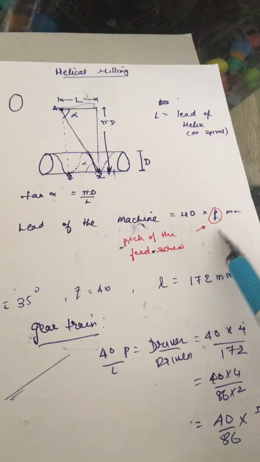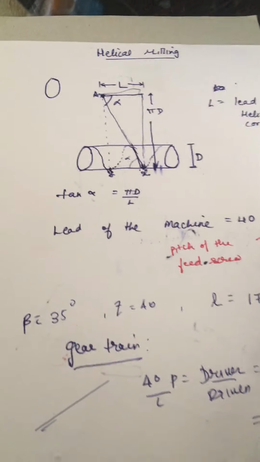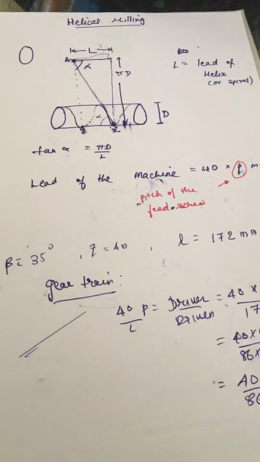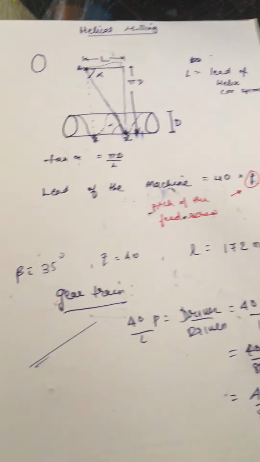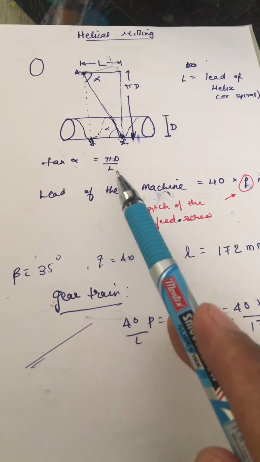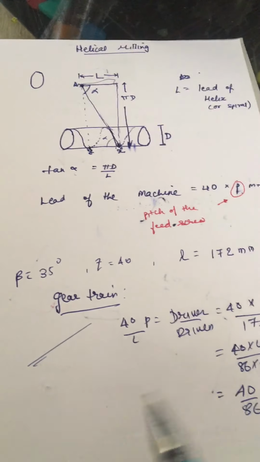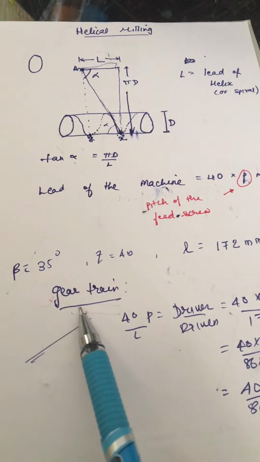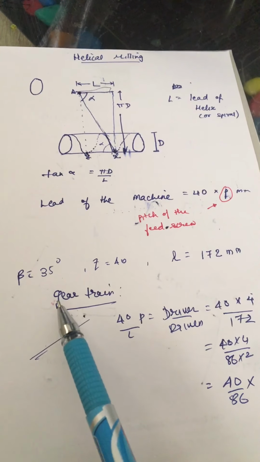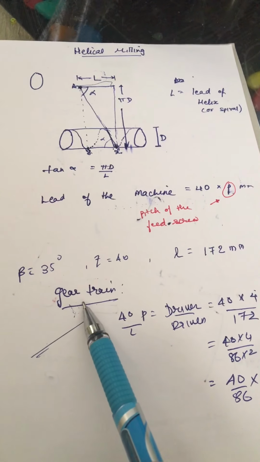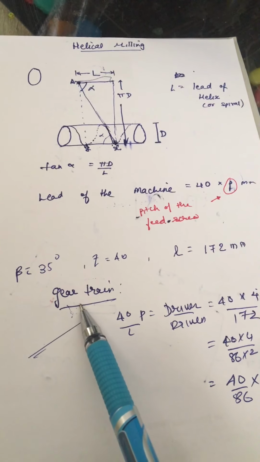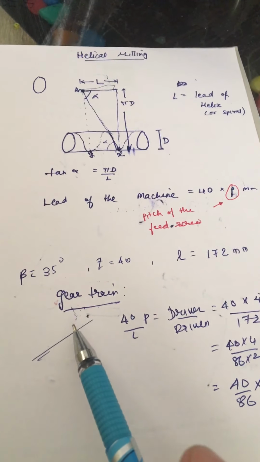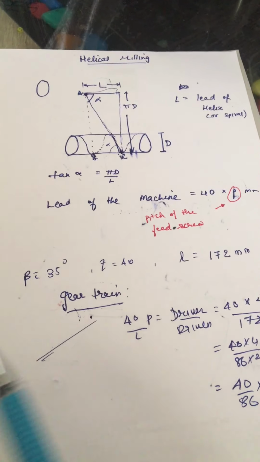Alright, I think it's very simple to understand. I'll take a simple example which will give you an idea of the significance of helical milling, the lead of the helix, and the lead of the machine. Now, what is this concept used for? It is used to design the gear train, which synchronizes the motion, that is a 1:1 ratio between the rotation of the job and the linear motion of the table.